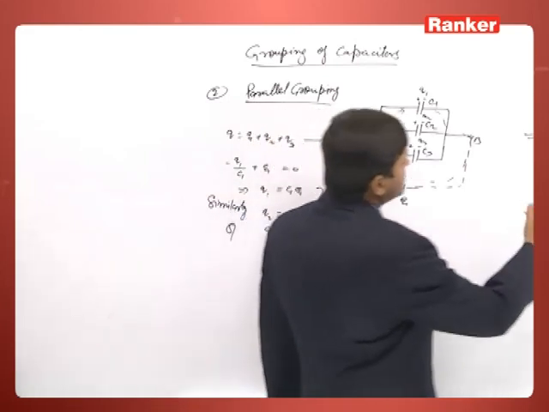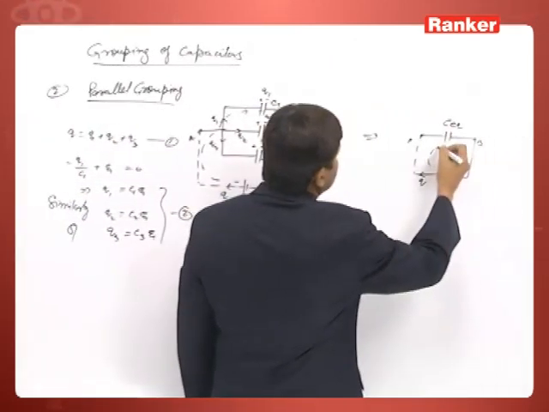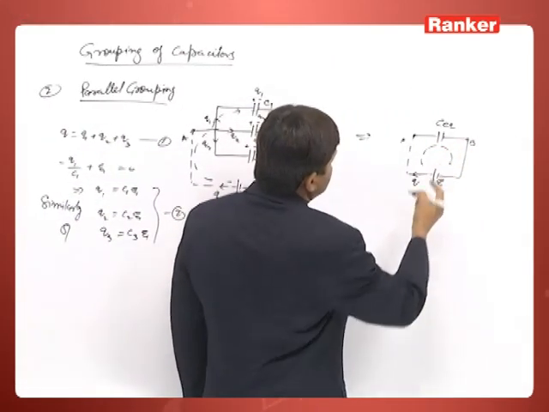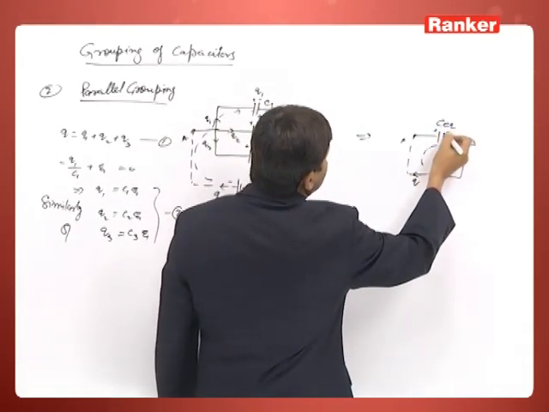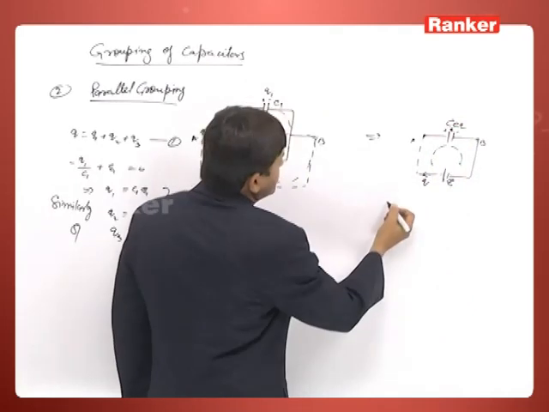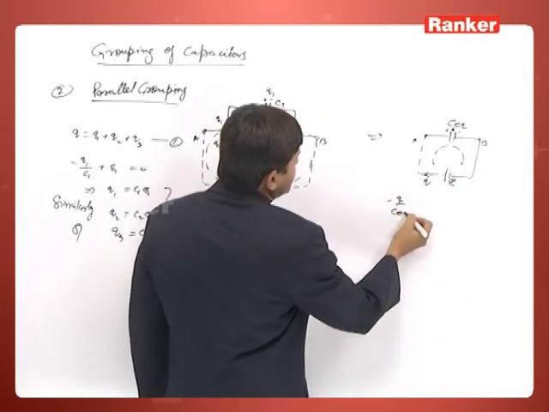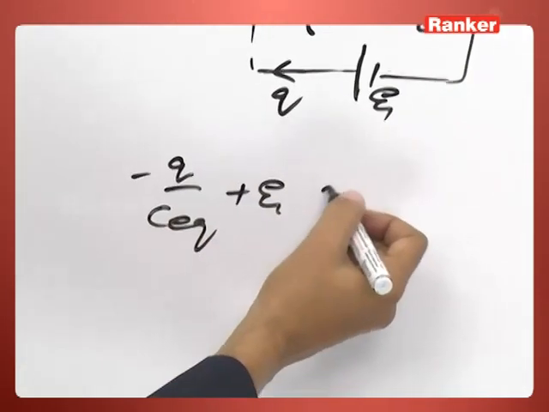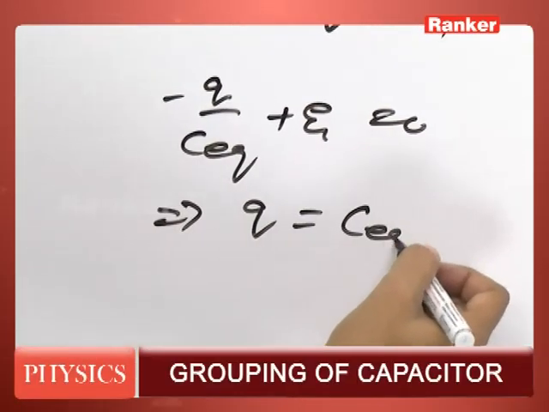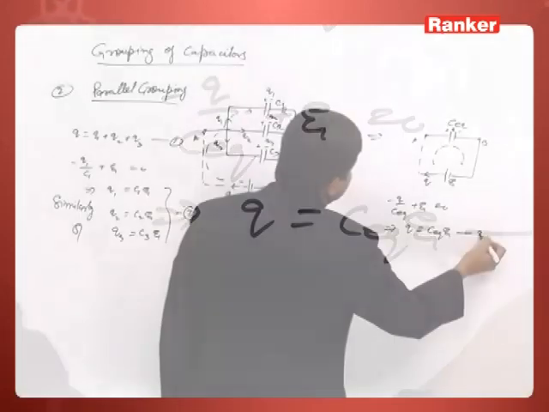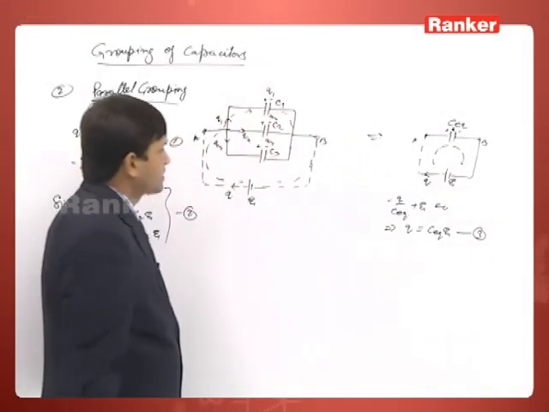Now from the equivalent diagram, we do the same thing here. We apply Kirchhoff's law here, and the same charge Q will appear. So minus Q by C equivalent plus E is 0. So Q is equal to C equivalent into EMF. This is your third equation.